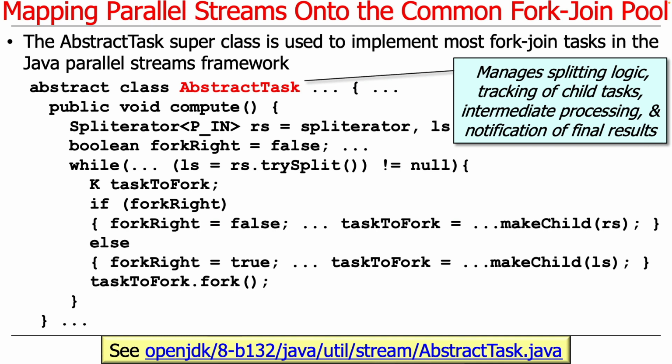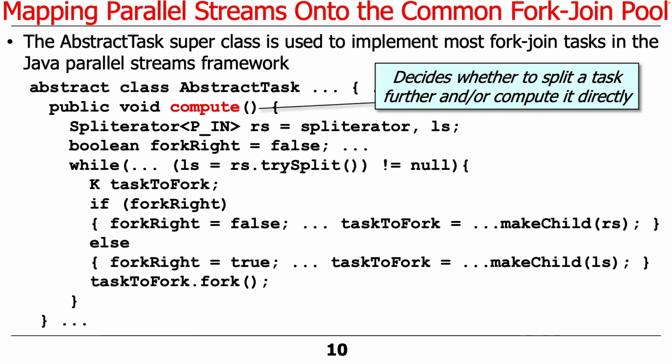And the AbstractTask, especially the part we're going to look at here in the compute method, manages the splitting logic, the tracking of the child tasks, intermediate processing, and the notification of final results to something called a CountedCompleter that will pull all the parts together and try to come up with the final result.